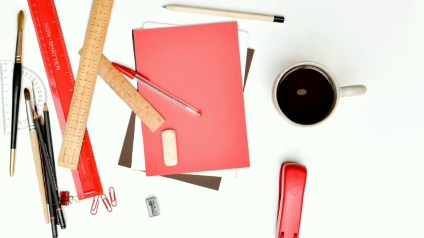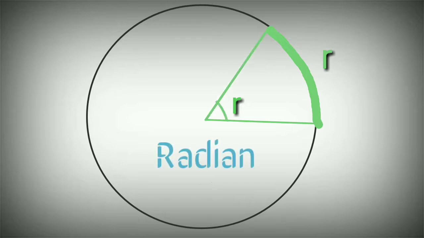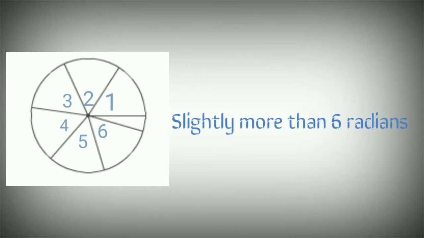There is another way to measure the angles. Draw a circle and measure its radius. Now take that radius and wrap it around the circle. The angle thus formed is called a radian.